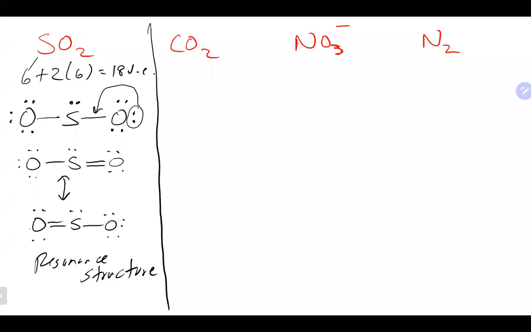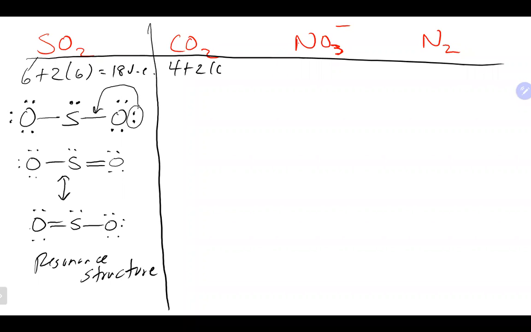CO2 is carbon, that's 4, plus 2 times 6 for oxygen. That's 16, we'll go with. Once again, here we're going to go carbon in the middle as it is the least electronegative. We're going to do oxygens on either side. We're going to do, again, a single bond to each of them. That is 4 electrons. That means I got 12 more to go.